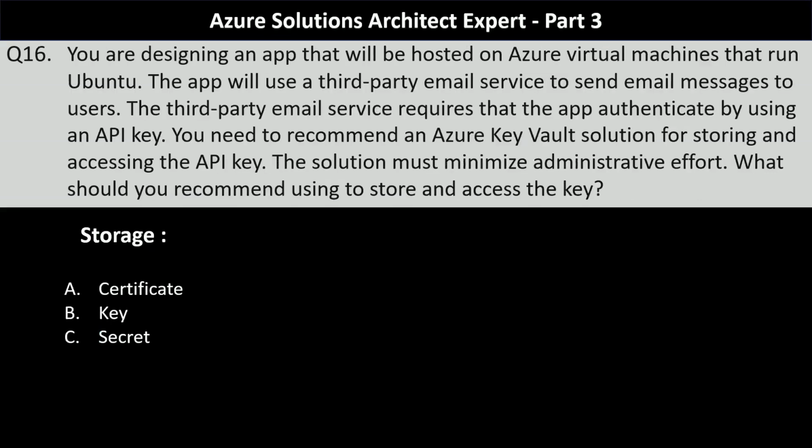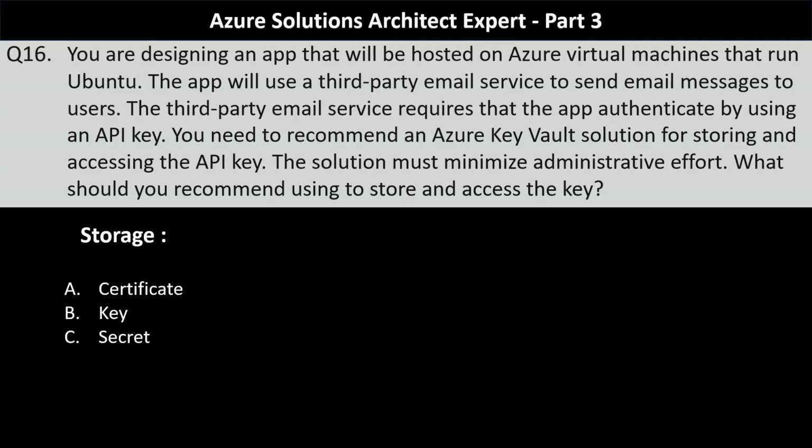Next question. You are designing an app that will be hosted on Azure virtual machines that run Ubuntu. The app will use a third-party email service to send email messages to the users. The third-party email service requires that the app authenticate by using an API key. You need to recommend an Azure Key Vault solution for storing and accessing the API key. The solution must minimize administrative effort. What should you recommend using to store and access the key?